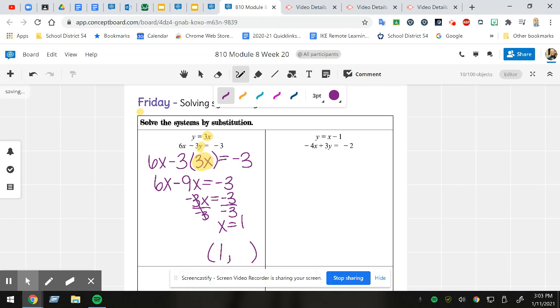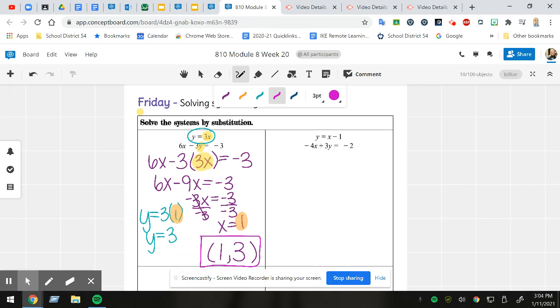Now we need to solve for y. I'm going to use this equation because it's a shorter equation. So y equals 3x. Instead of writing x, I'm putting the value I just solved for, which was 1. 3 times 1, which is 3. Let me go back to what I just did there. X equals 1, so now I substituted in for x. So y equals 3. So my solution is 1, 3. In other words, if I were to graph those two lines, they would intersect at the point 1, 3.